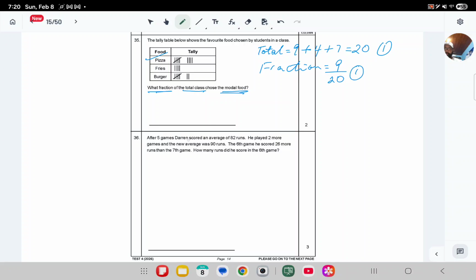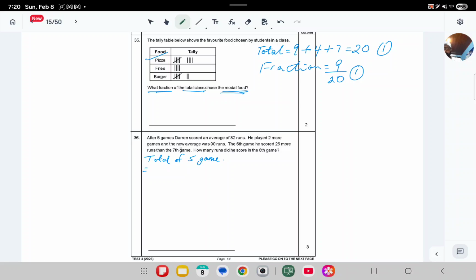Number 36. After 5 games, Darren scored an average of 82 runs. He played 2 more games and the new average was 90. So therefore, after 7 games, the new average became 90. In the 6th game, he scored 26 more runs than the 7th game. So we have a little unequal sharing kind of business going on there. How many runs did he score in the 6th game? So again, whenever we have to find an unknown, we always find the sum of the numbers or the total. So let's find out the total of the 5 games.